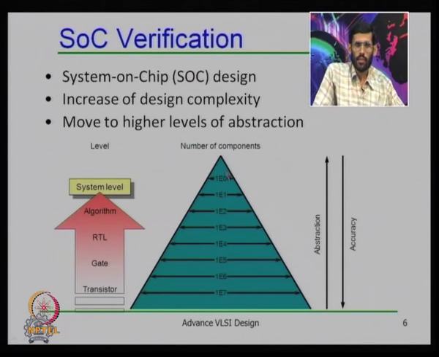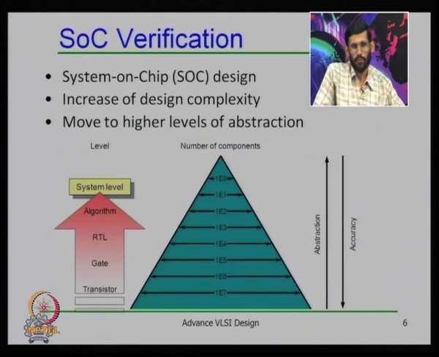So, if you look at the complexity, this is a pyramidal structure. At system level, the complexity may be a few lines of C code. If you go to RTL, you will have a few hundreds or thousands of lines of Verilog or VHDL code. Then at gate level netlist, you may have several millions of gates. Then at transistor level implementation, you may have hundreds of millions of transistors and so forth. So, if you go down, your complexity increases. At the same time, accuracy increases.